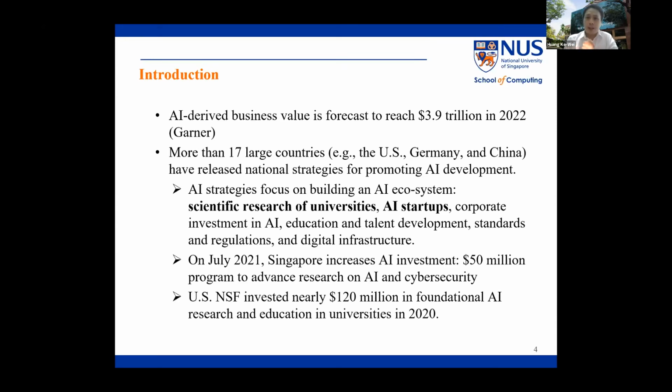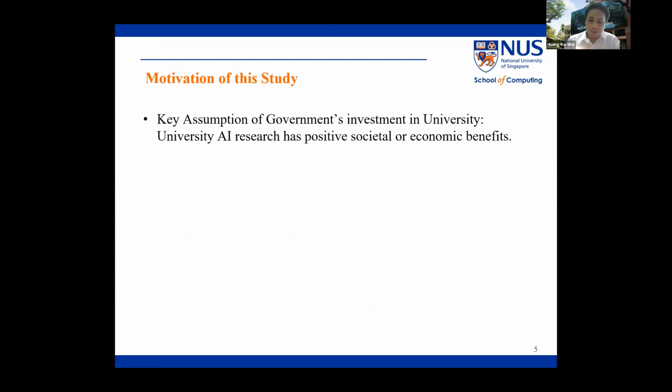Let me give you some more examples. The Singapore government has very recent news: they are investing 50 million more Singapore dollars to encourage AI research and cybersecurity. In the US, there are also a lot of these kinds of investments. The motivation of the study is that the key assumption of this kind of policy is that university AI research must have some kind of positive benefit on economic development. Otherwise, governments shouldn't invest so much money to encourage university research.